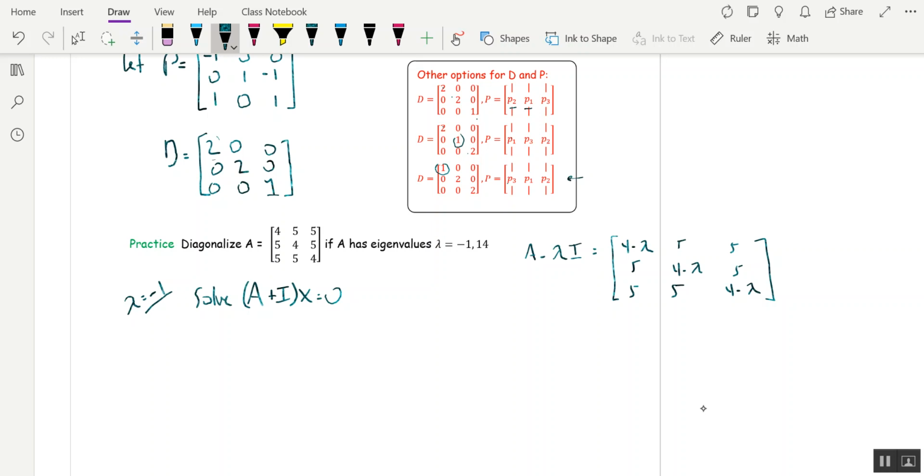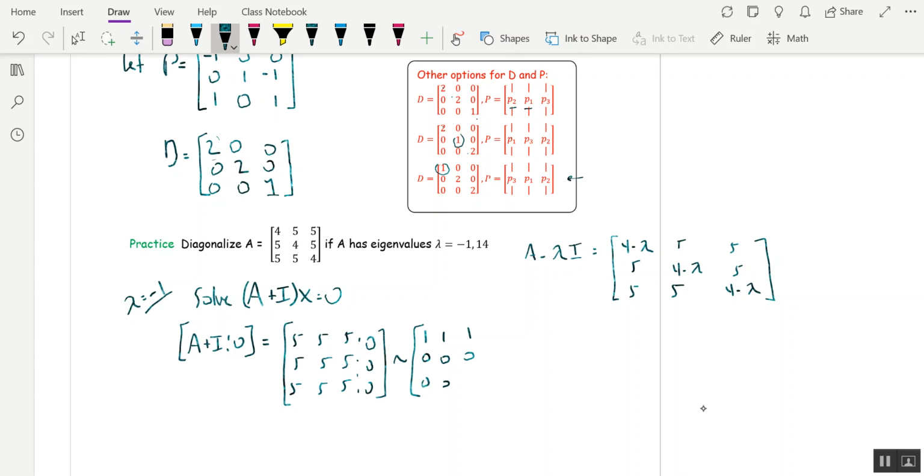So I'm going to reduce A plus I augmented with 0. Make this long enough this time. And that's going to give me all 5s everywhere except the augmented column. Okay, you guys are experts now, so you can reduce that to 1, 1, 1, 0, 0, 0, 0, 0, 0, all zeros. So x3 is t, x2 is s, x1 is -s minus t.